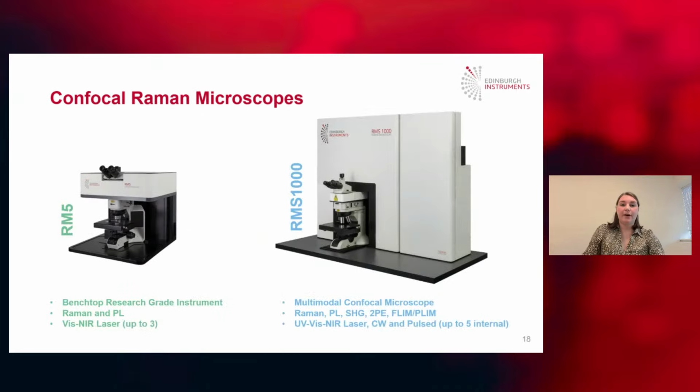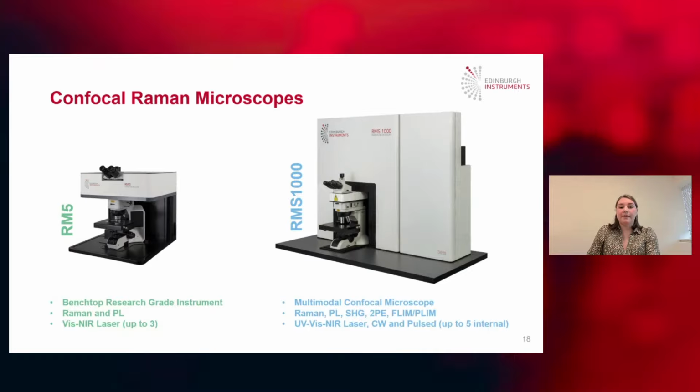Now moving on to our systems at Edinburgh Instruments, we have the RM5 and the RMS1000, which are both confocal Raman microscopes. Firstly, the RM5 is our smaller benchtop research grade instrument, which can perform both Raman and spectral PL. This can have up to 3 internal Raman lasers, which can cover the visible to the near infrared range. On the other hand, our RMS1000 is our larger multimodal confocal microscope.